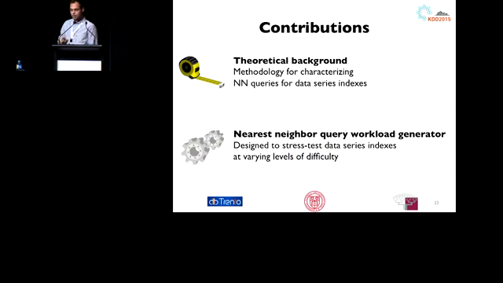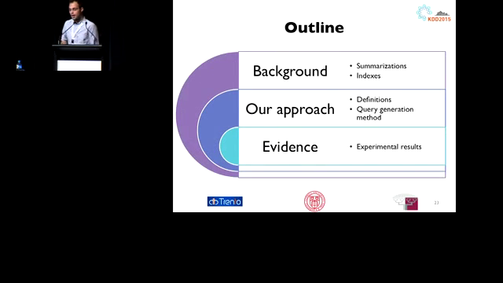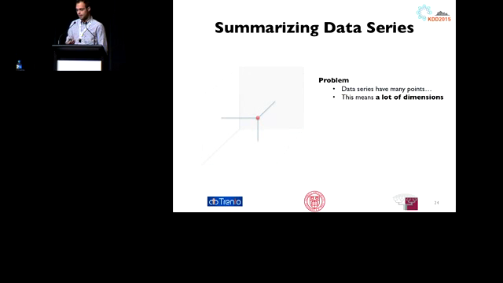So in this work, we propose the theoretical background for characterizing nearest neighbor queries for data series indexes, and then propose a method for generating query workloads in order to stress test indexes at varying levels of difficulty. So this is the outline of the rest of my talk. I'm going to start with some information about how summarizations and indexes work. Then I'm going to present to you our approach, some definitions, and our query workload generation method. And finally, I'm going to show you some evidence that our method works.